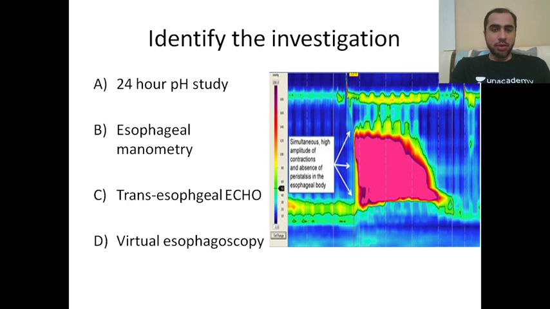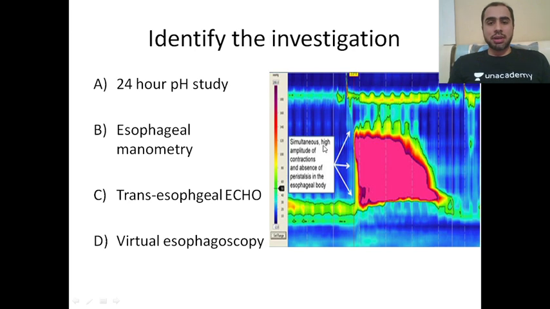Soumya says 24-hour pH study, very good. Kevin says B, again 24-hour pH. Indrani Kaushal says B. Madhu says B. A lot of people are saying B. Yes, yes, yes. All of you who are saying B are absolutely right.